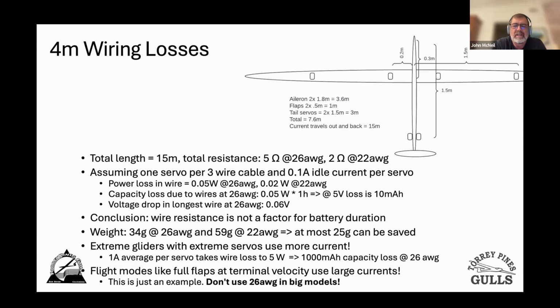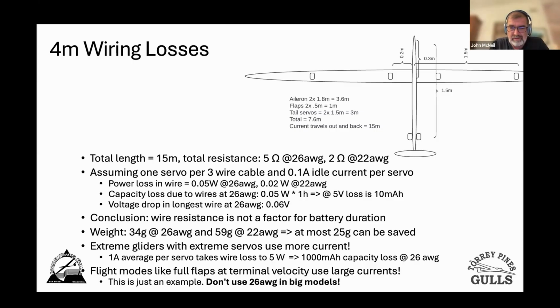If you turn that back into capacity loss, like if you were trying to fly for a really long time, for the 26 gauge you're talking about losing 10 milliamp hours on a 5-volt battery. So again, a really not interesting amount of power loss due to resistance in the wires. You want to check voltage drop, because if you're running really long wires and they're really small and you've got current at, now in this case, remember, this is 100 milliamps per servo. So for an idle servo, the voltage drop is insignificant.